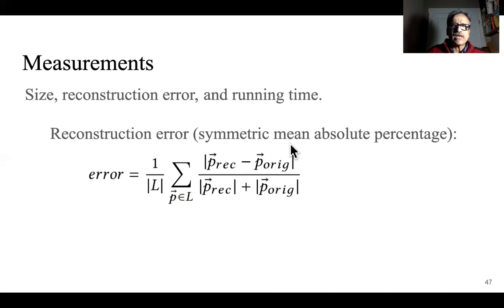So for reconstruction error, we make use of the so-called symmetric mean absolute percentage error. It takes the absolute difference between the original and estimated value, in this case for the cells, and divides that by the sum of absolute values of the 2 measure values, the original and the predicted or inferred. So this is bounded as well as easily interpretable. It has been used extensively in prior literature, which is one of the reasons for favoring this.